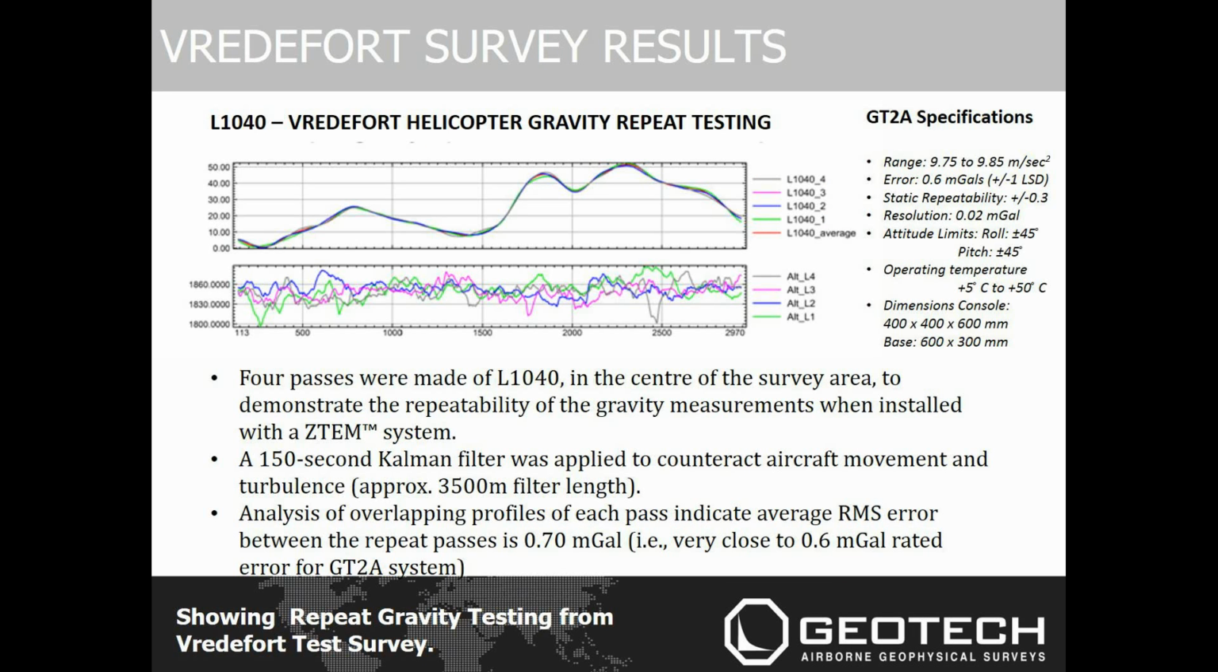So this slide shows the results of gravity repeat testing over line 1040 in the center of our test area. We did 4 passes to demonstrate the repeatability of the gravity measurements when installed with the ZTEM system. A 150 second Kalman filter was applied to counteract aircraft movement and turbulence, so that equates to about 3,500 meters in length. Analysis of the overlapping profiles of each pass indicates an average RMS error between the repeat passes was 0.70 milligal. So it's pretty close to the 0.6 that Canadian Microgravity measured with their GT2A and a fixed-wing platform.